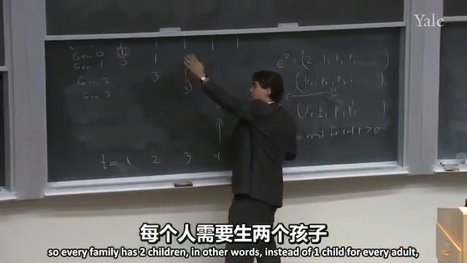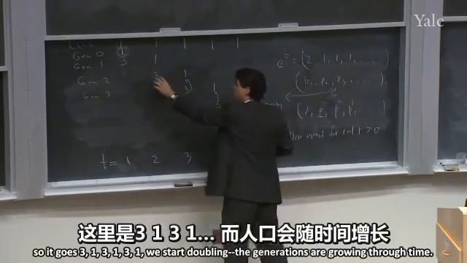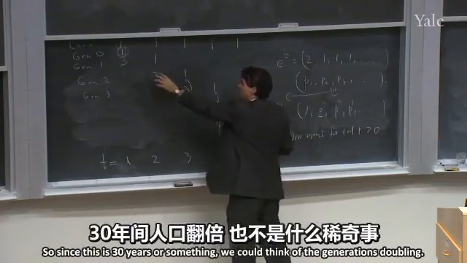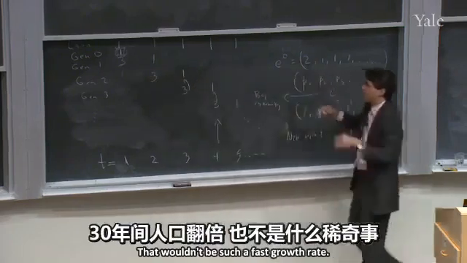In other words, instead of one child for every adult, so it goes 3, 1, 3, 1, 3, 1, we start doubling. The generations are growing through time. So since this is 30 years or something, we could think of the generations doubling. That wouldn't be such a fast growth rate.